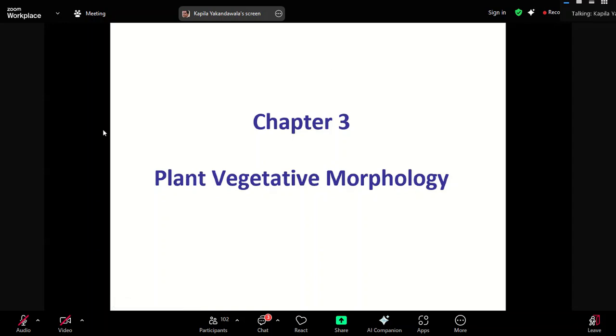Can you see the slides? Yes, sir. Right. Yes, Thank sir. you. Right, thank you. So in plant vegetative morphology, we look at the external appearance of the plants, right?